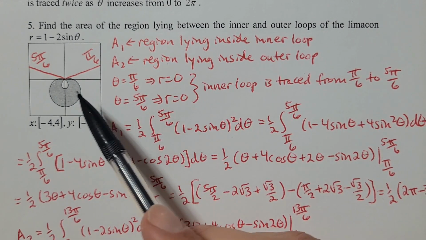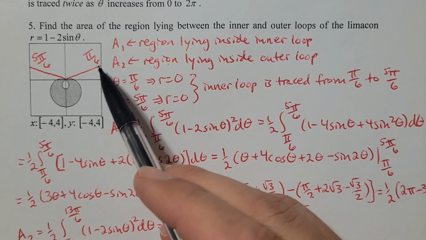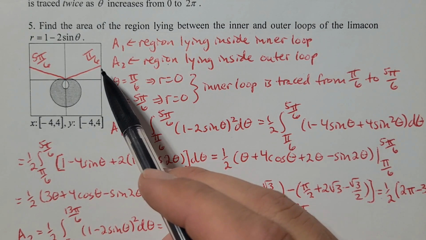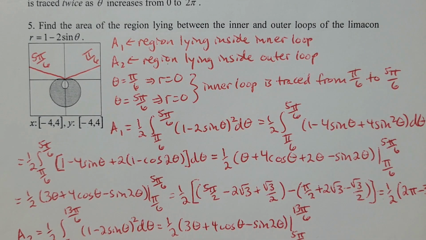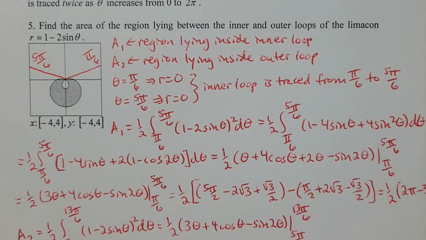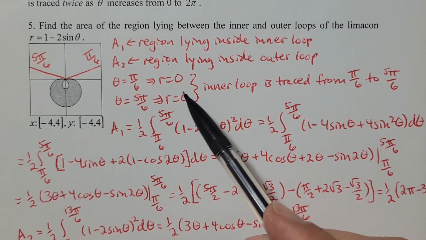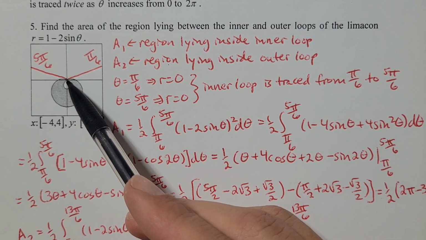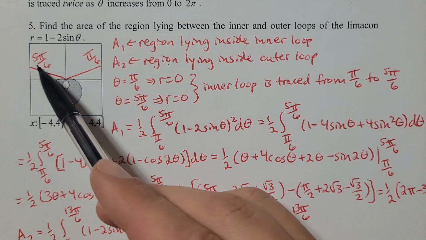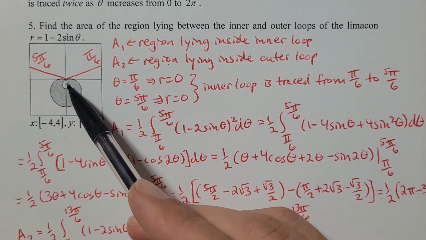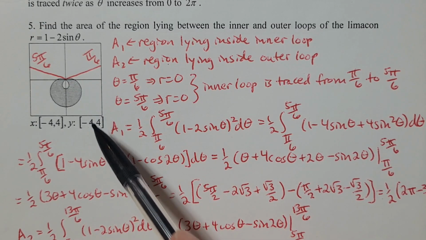Okay, now I need to find their radial lines here, the start and end points. Now it looks like if I draw a radial line or a tangent line here, it'd be pi over 6 or maybe pi over 4. Okay, so let's try pi over 6. If theta is pi over 6, sine of pi over 6 is 1/2, times 2 is 1, and 1 minus 1 is 0. Okay, so I'm going to be starting here at pi over 6, and by symmetry, this other radial line would be 5 pi over 6. So the inner loop, this little guy here, is traced from pi over 6 to 5 pi over 6.